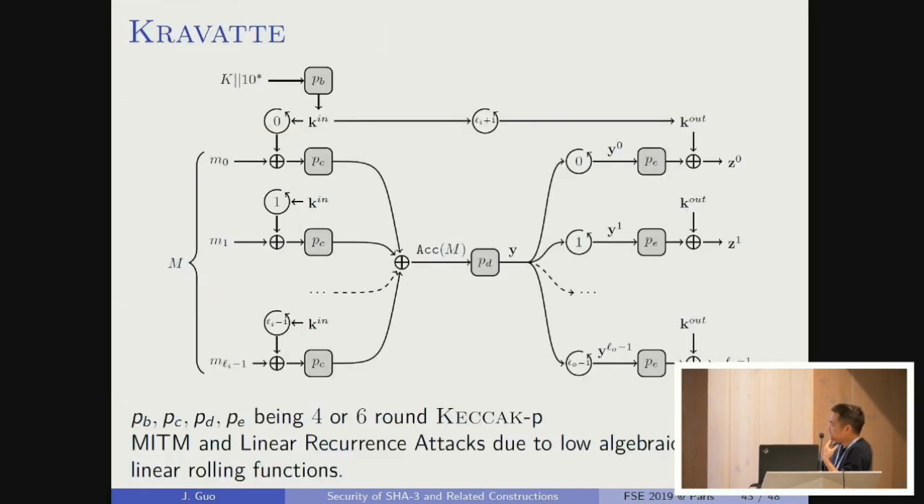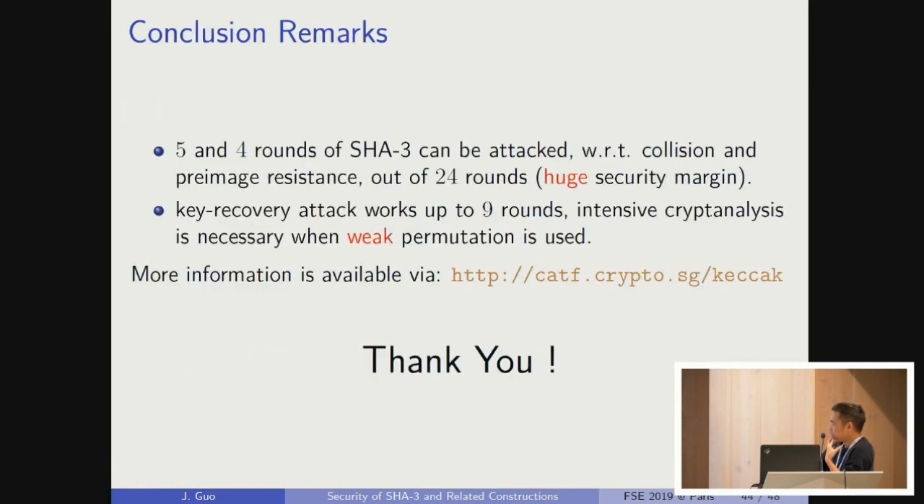By weak, we mean when you have 6 rounds here, already you can see it's not ideal, because with 6 rounds the algebraic degree is only up to 64. So already you know it's not ideal. And if you want to use it, you should undergo some intensive analysis.